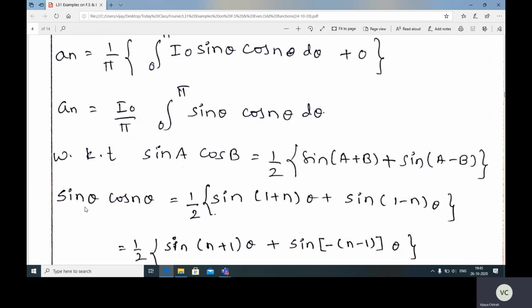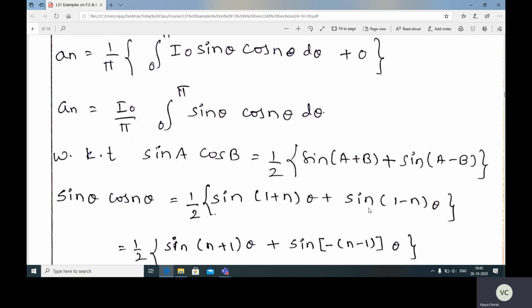Again we are using a standard formula. We know that sin A cos B is equal to 1/2 [sin(A+B) + sin(A−B)]. Here A is θ and B is nθ. So substitute. So sin θ cos nθ is equal to 1/2 [sin of (1+n)θ, because θ plus nθ, we can take θ outside, plus sin (1−n)θ].